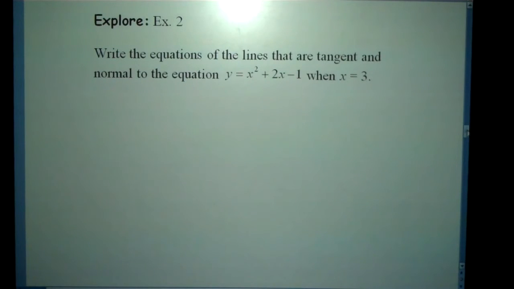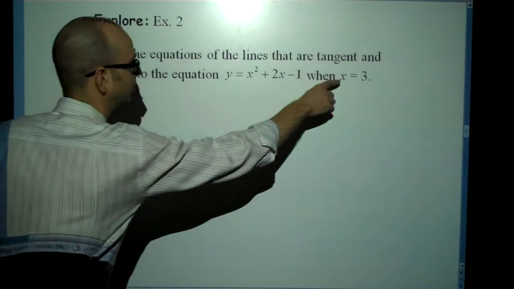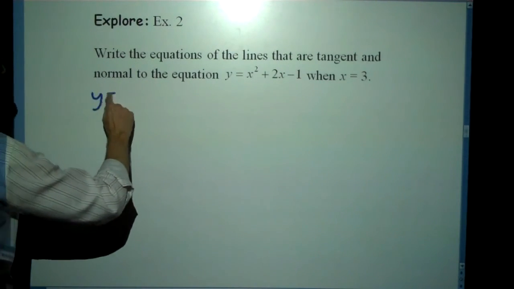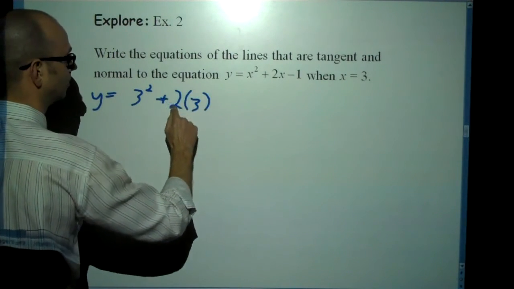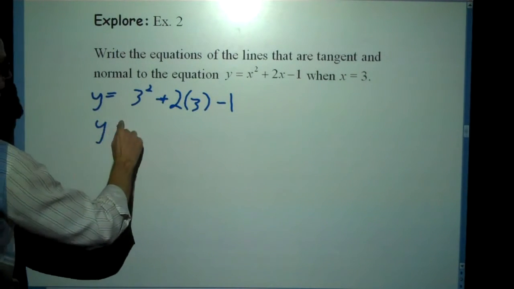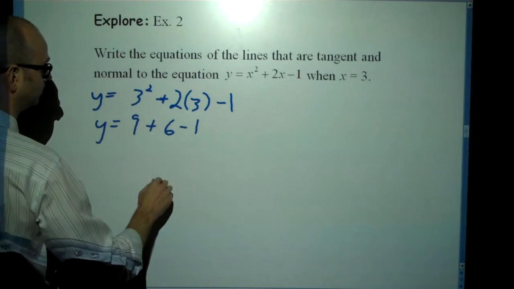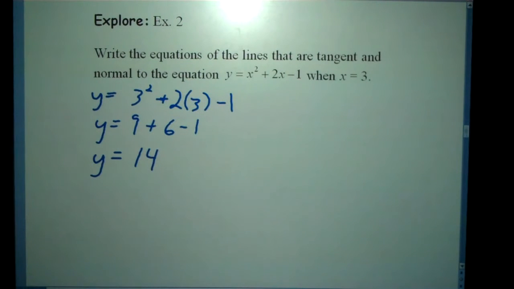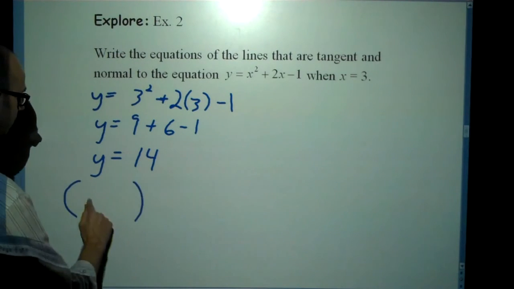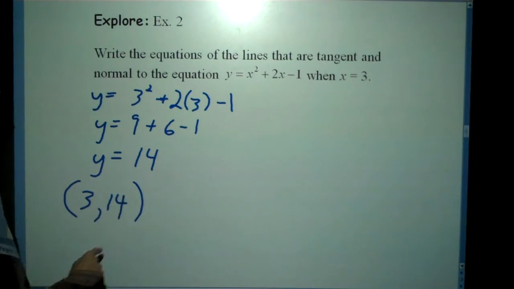All right, let's go over this one together. Again, to write the equation of a line, we need 2 things, a point and a slope. We can start with the point. I already know that x equals 3, I'm trying to find y. So y equals 3 squared plus 2 times 3 minus 1. So 3 squared is 9 plus 6 minus 1. So 15 minus 1, 14. So my final point is going to be (3, 14).